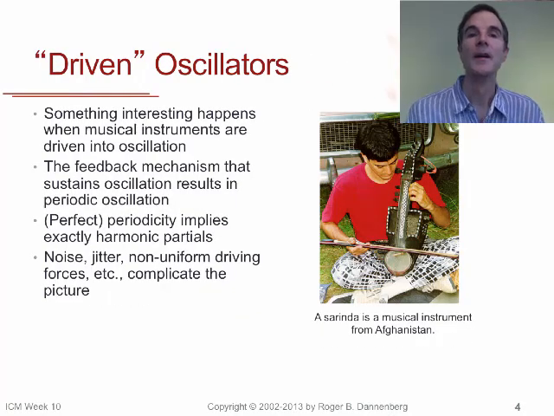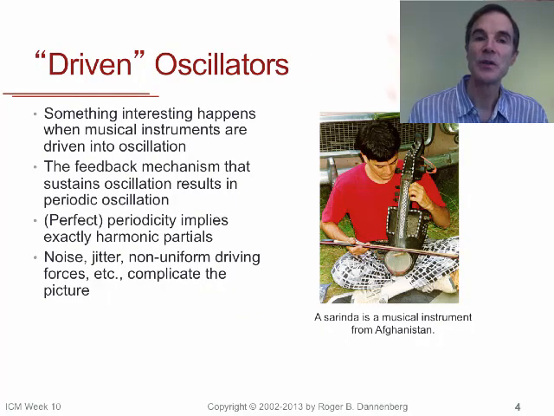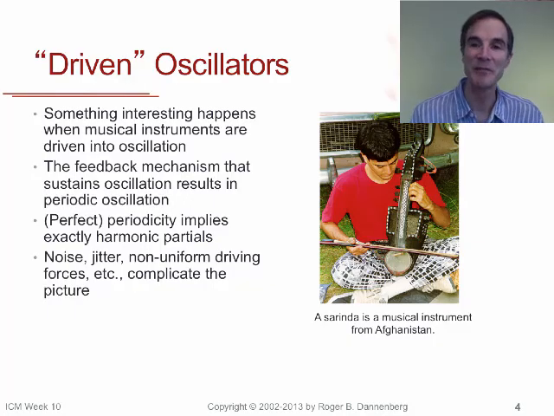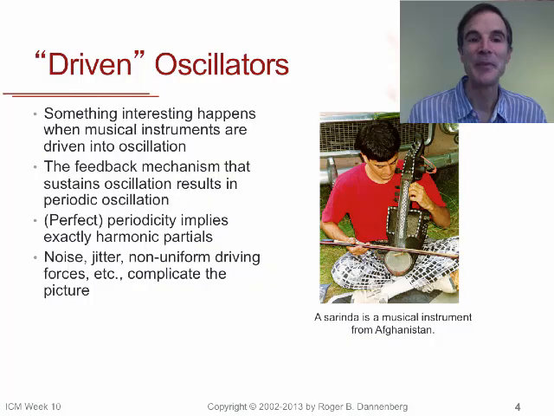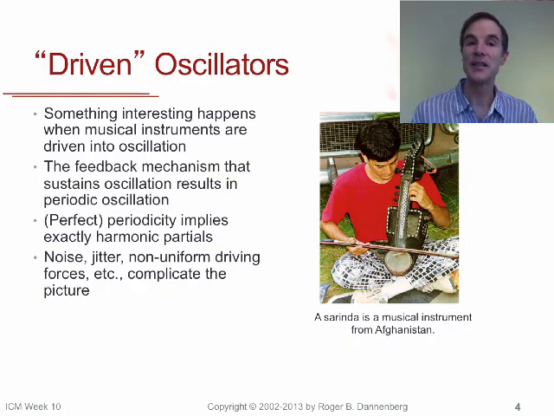Okay, so something interesting happens when musical instruments are driven into oscillation, either by bowing or blowing. And we talked about this before, and forgive me for belaboring it, but I think it's so fundamental. I just want to make sure I get the point across. The feedback mechanism that sustains the oscillation results in periodic oscillation. So somehow all the different modes of vibration are locked together in phase so that they become perfectly harmonic partials.